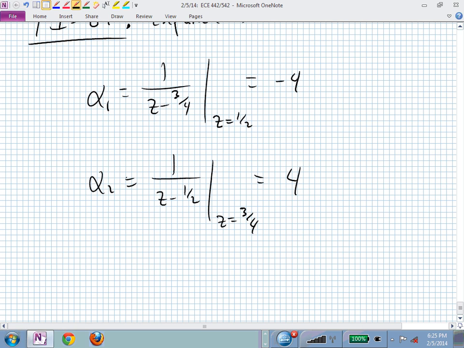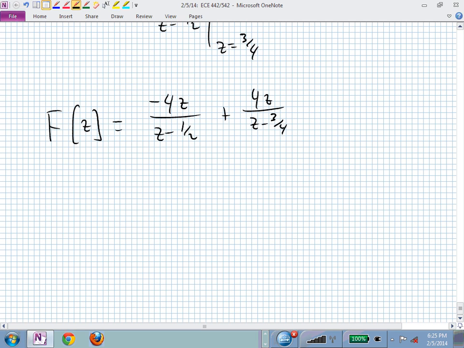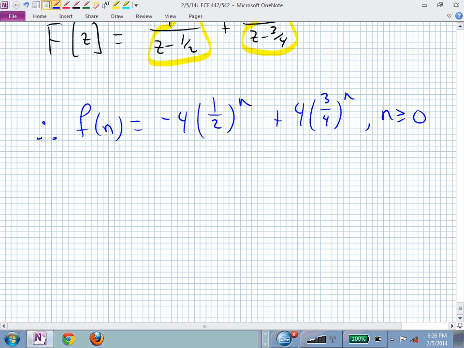What does that tell us? Now we know that for F of z, we can put that z back in. We have minus 4z over z minus 1/2 plus 4z over z minus 3/4. And we can find those in the z transform tables, which leads you to little f of n equal to minus 4 times 1/2 to the n, plus 4 times 3/4 to the n. We know what those powers of n are from our region of convergence. We know this is a right-sided sequence, so the n's have to be non-negative, for n greater than or equal to 0. Is that clear?